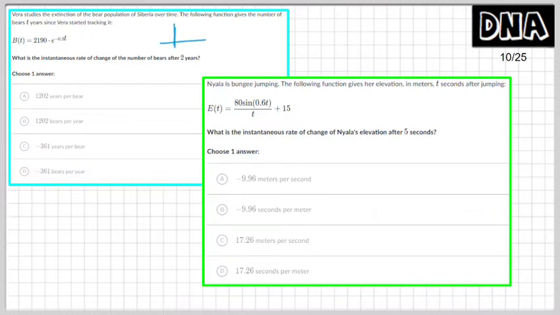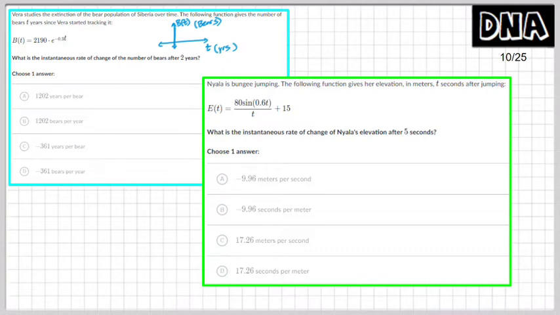What's my vertical axis going to be on this one? It looks like the number of bears, right? It's B of T, so this would be bears. What would be my x-axis? That's right, it's T. What's my time? Years. Okay, so T is in years, and B is the number of bears.